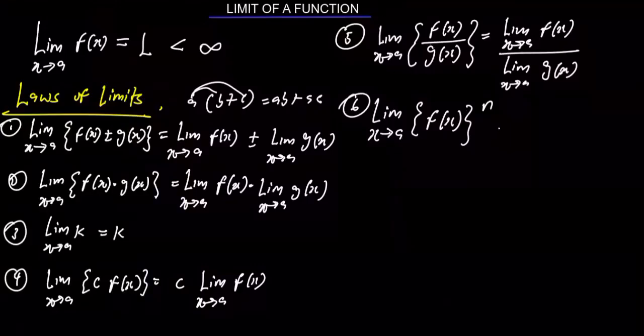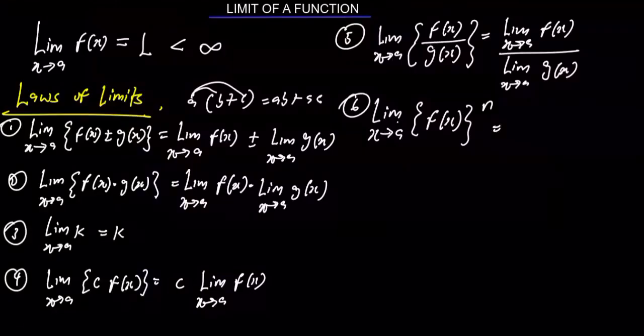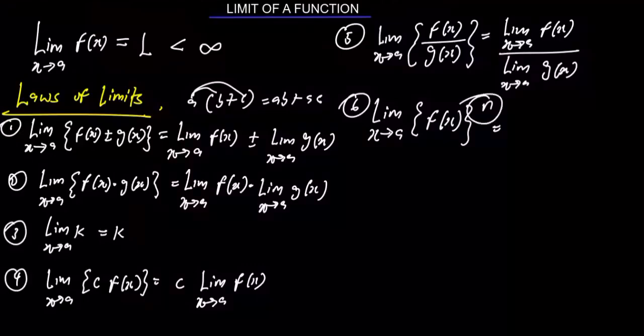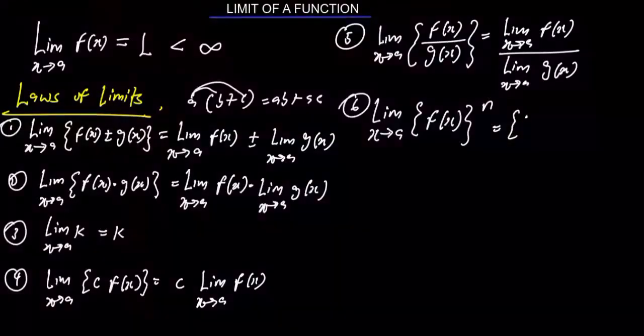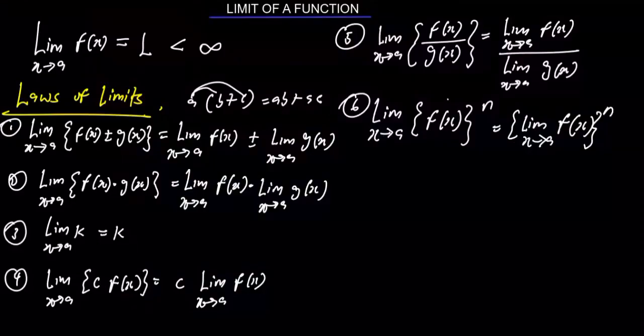Look at this. This f of x is taking a power of n. What do we do in this case? It is possible for the limit to penetrate this bracket without being affected by this n. What am I saying? You'll be having something like this: the limit as x tends to a of f of x, then you have a power of n. You can see this limit can penetrate the bracket, and you still have your power.